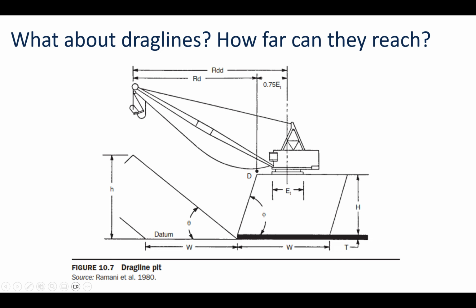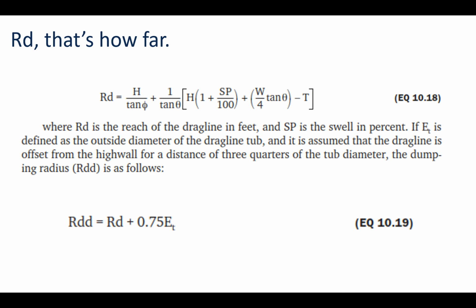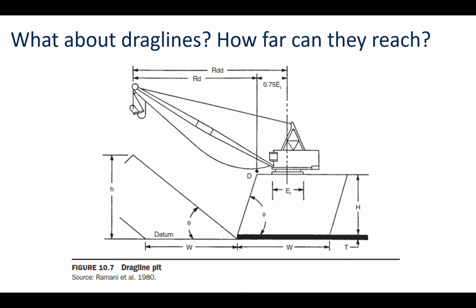R sub D is the reach of the dragline from the edge of the bench here. So it's right on the top, and that's the reach. And then we're also going to calculate it back to the center point, and that's two separate equations. Well, the first one is R sub D, the reach of the dragline in feet. S sub P is the swell. E sub T is the outside diameter of the dragline tub. Let's go back to that one second. You see E sub T labeled here, so it's what the dragline is basically sitting on. And that's its rotation point, center of rotation. So that is the center of the tub.